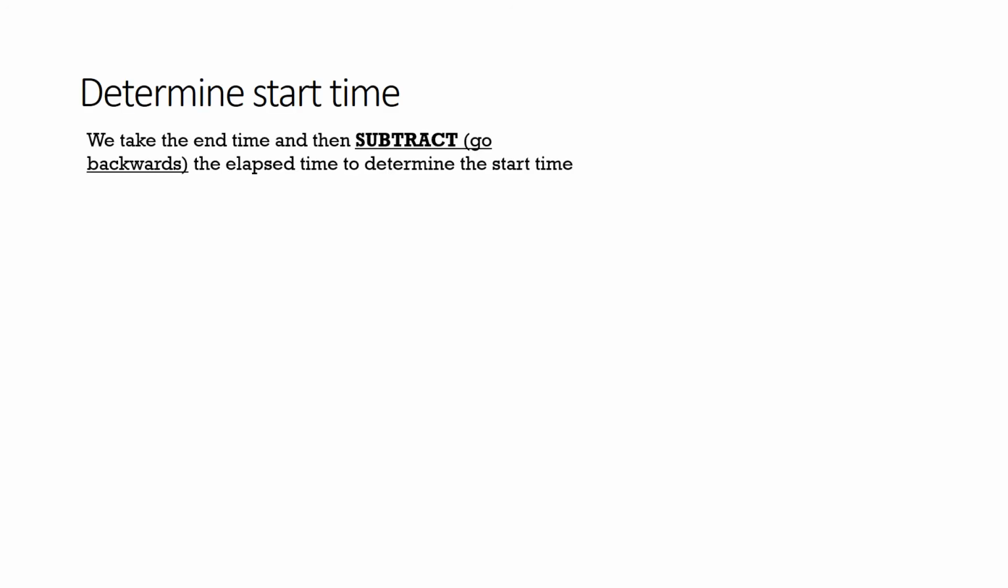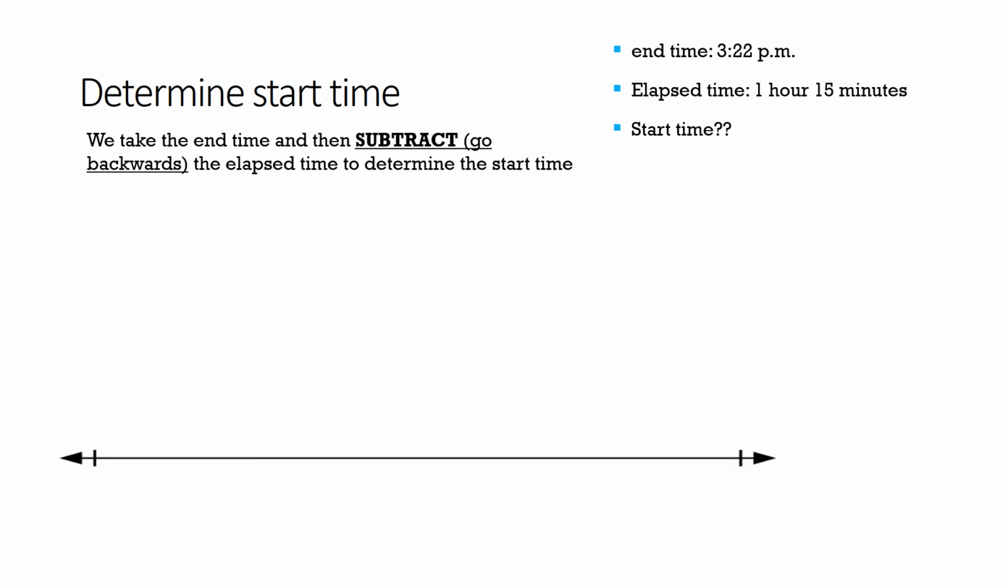So that's a way to determine end time using elapsed time and a start time. We can also determine a start time. We take the end time and then subtract or go backwards the elapsed time to determine the start time. So if something ends at 3:22 and it had gone on for 1 hour 15 minutes, what time did it start? So again, we have a number line, but this time we're going to start at the right because it's the end. So we have 3:22 p.m. and our elapsed time was an hour 15 minutes.